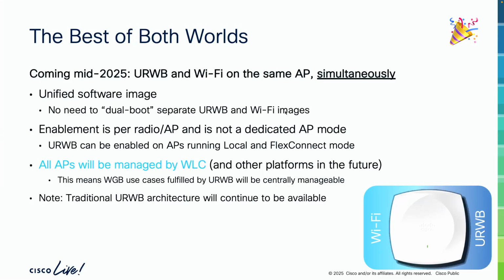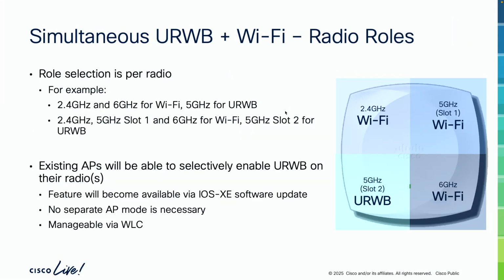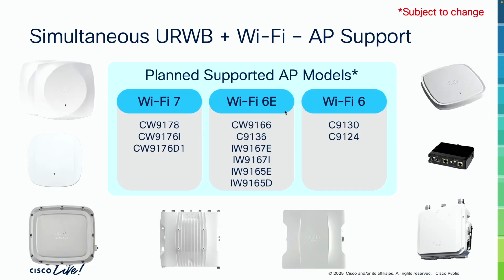But the cool thing we're talking about is joining it today. And this is an example of what it might look like on an AP. Split up the radios, one of the 5s with URWB and one with Wi-Fi. So you can service Wi-Fi clients and URWB clients or URWB devices at the same time. These are the APs we are planning to support. This may change, but this is the current planned list of supporting this mid-ish of this year.